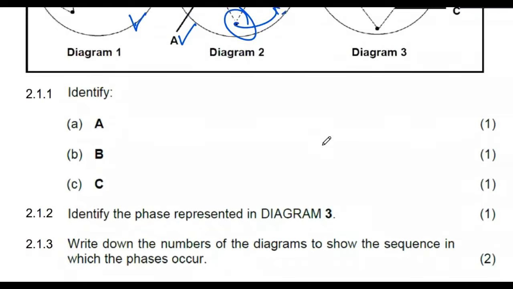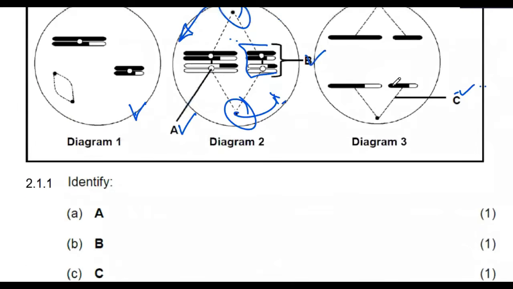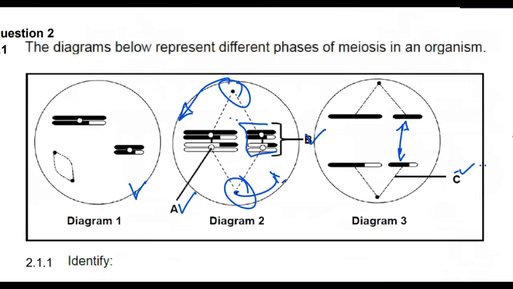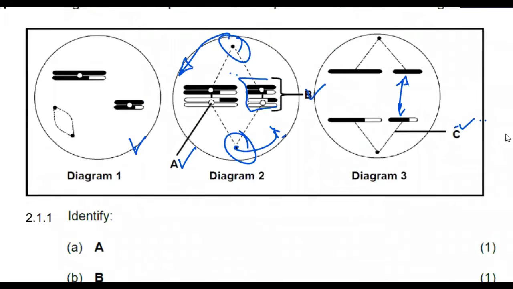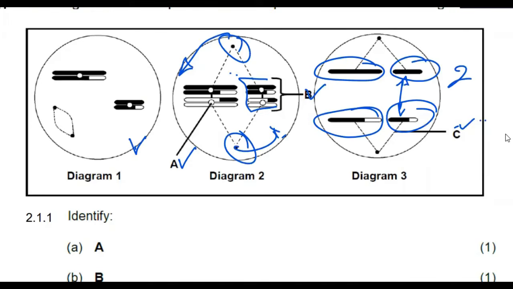Identify the phases in diagram 3. Diagram 3, because they are separating. If they are separating, then they are moving to opposite poles. You see them? They are moving to opposite poles. Therefore, it is anaphase. But which is it? Anaphase 1 or anaphase 2? Because now there are chromatids which are moving to opposite poles. Chromatids moving to opposite poles. Therefore, it's going to be anaphase 2.